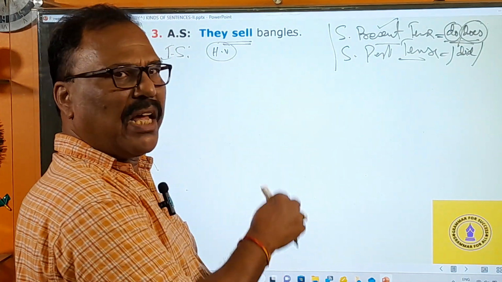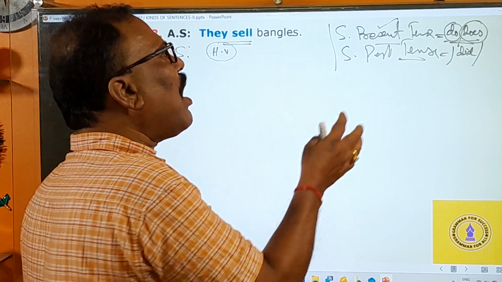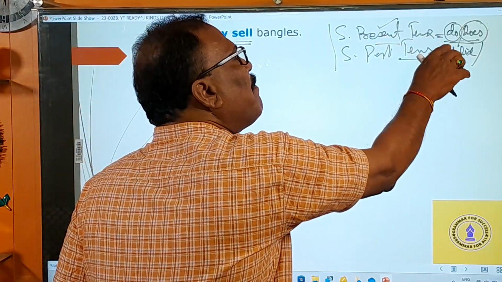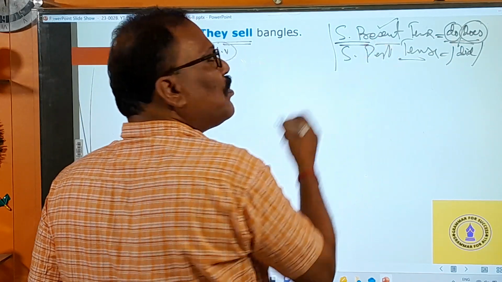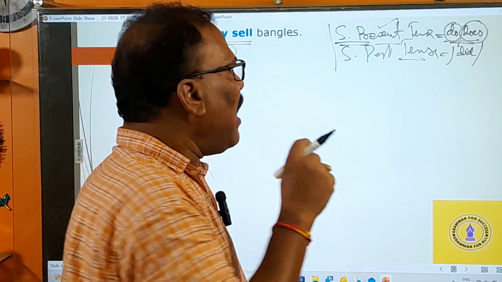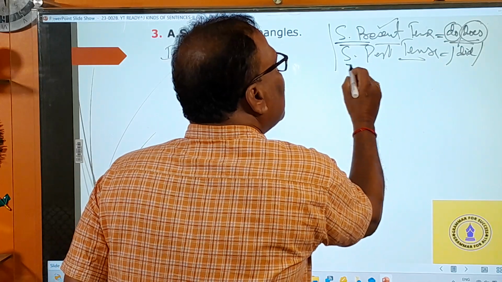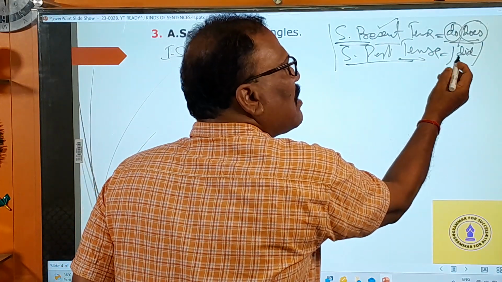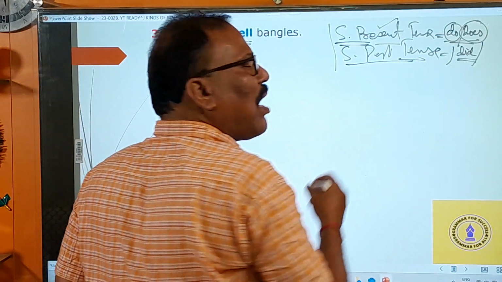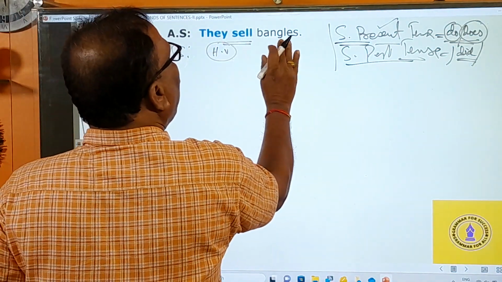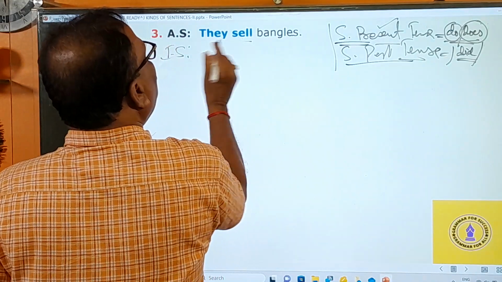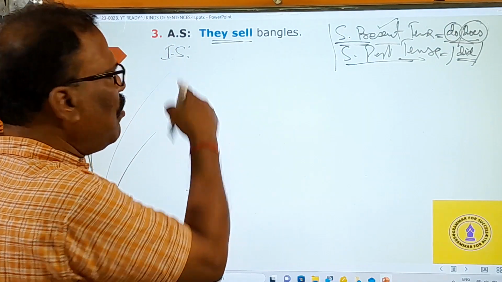Actually, they are not helping verbs, they are main verbs only, but you are allowed to borrow them as helping verbs to change simple present tense into an interrogative sentence. And for changing simple past into questions, you are allowed to borrow did as a helping verb. So here they sell bangles. The sentence is in the simple present. Okay, there are no helping verbs.